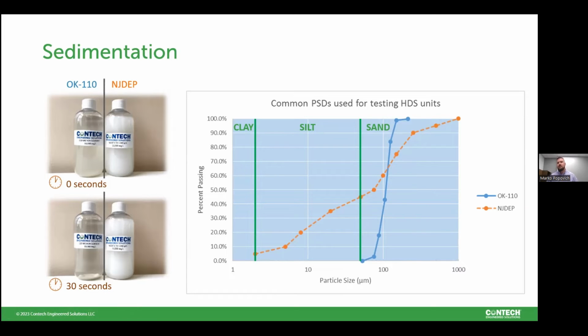The picture on the left-hand side, and I have a couple of the bottles, but in the interest of time here, I'm not going to show it. Really what that means, and further illustrates this, if you shook up those two bottles, the two on the top, you can see the particles are floating in the water there. When we let that sit for 30 seconds, that OK110 gradation on the left-hand side, which is primarily composed of sand coarser particles, will settle out a lot quicker than that of the NJDEP gradation because there's a lot more fines in there. Again, back to Stokes' law, it's going to sit for longer in that water.